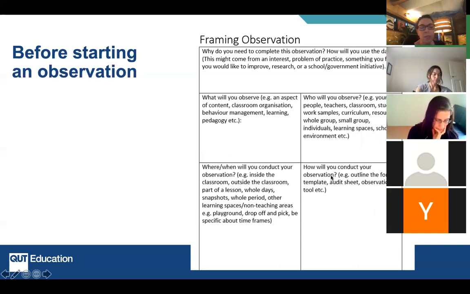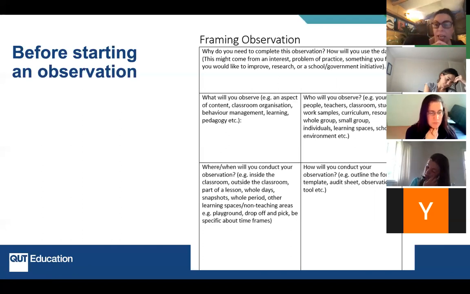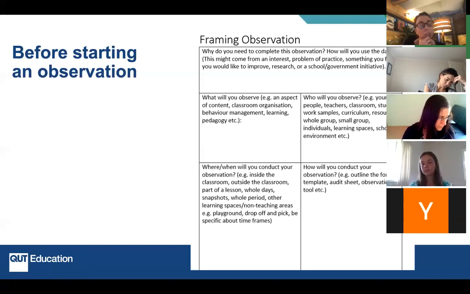So, when observing children or students or your supervising teacher, it's really important that you have a clear and very specific focus or reason for the observation. So, a purpose or an intent. And this is what the framing of the observation that I talked about in the lecture is all about. Because, as pointed out in the moonwalking bear clip in the lecture, when there's so much going on, it's really easy to miss important aspects.